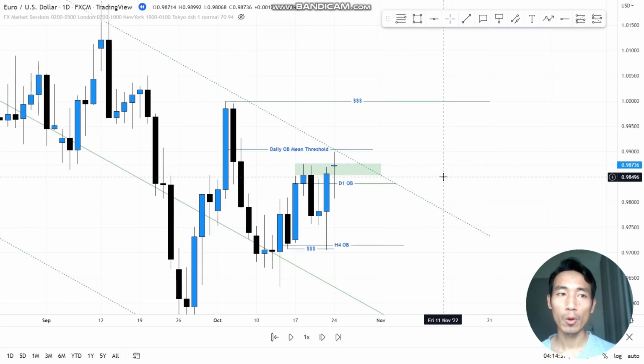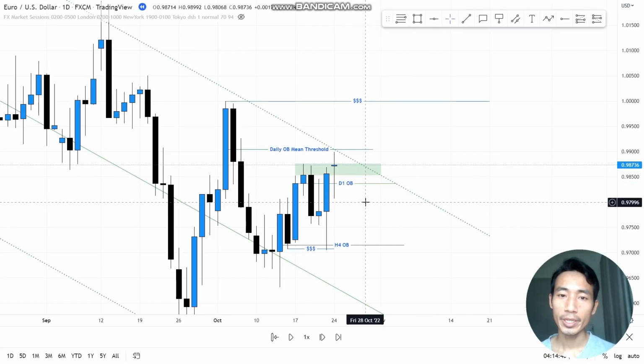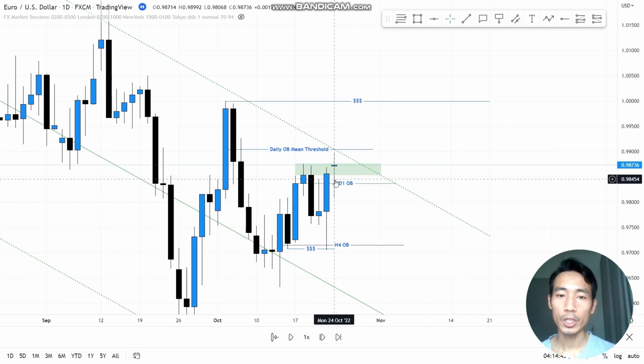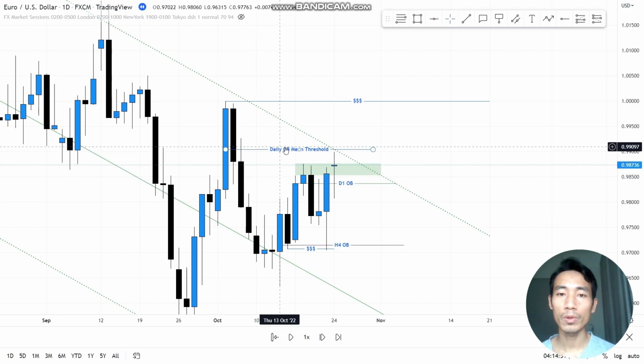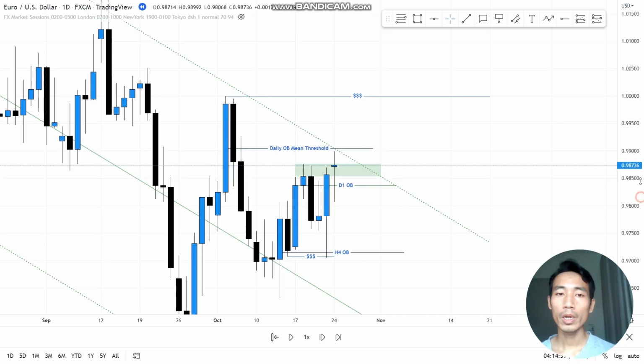So on Tuesday, what is the daily bias? You can see that on Monday, price traded lower as we expected and rallied higher to almost here, the daily order block mean threshold. So now on Tuesday, what is the daily buyer?